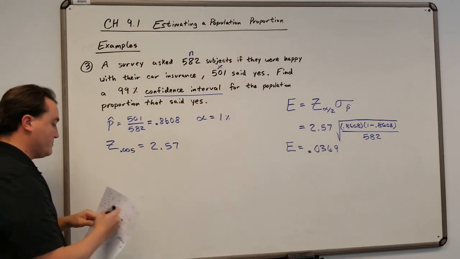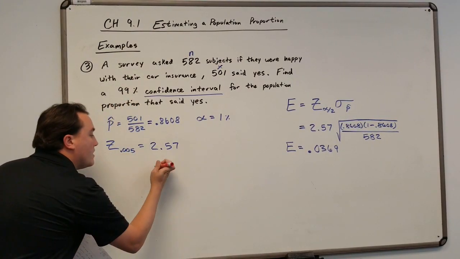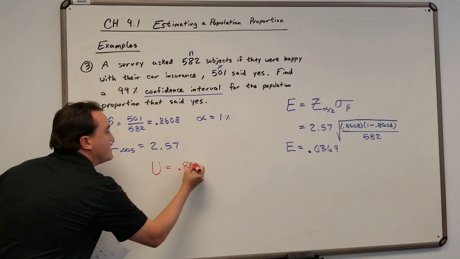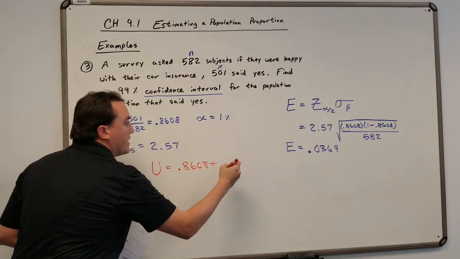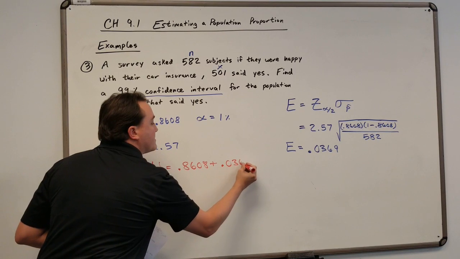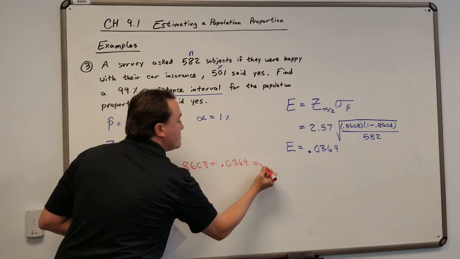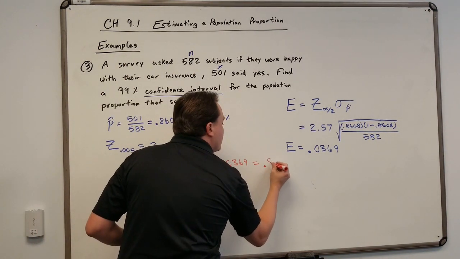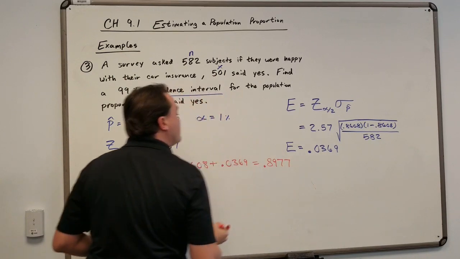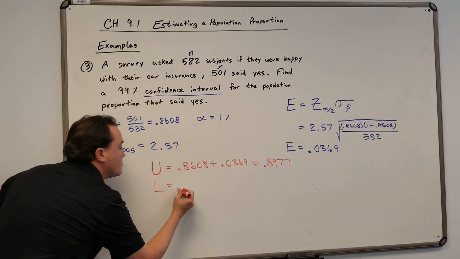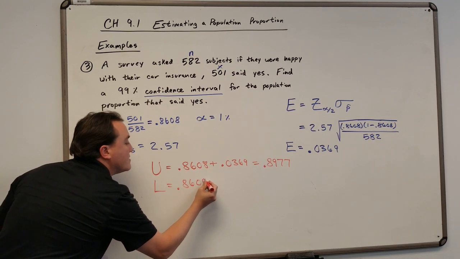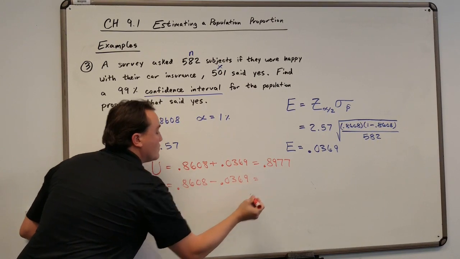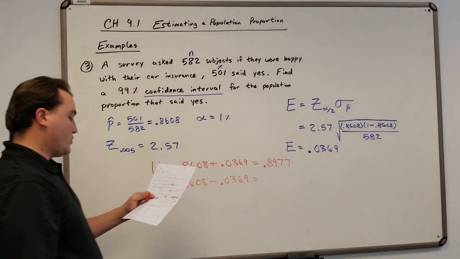So, upper bound is 0.8608 plus the error, 0.0369. So that is 0.8977. And then our lower bound is 0.8608 minus the error, which is 0.8239.